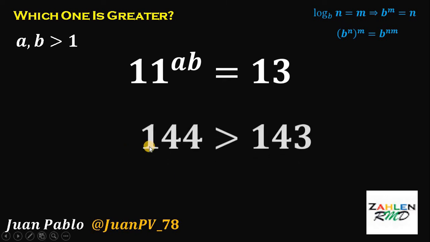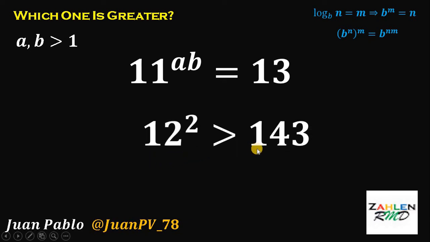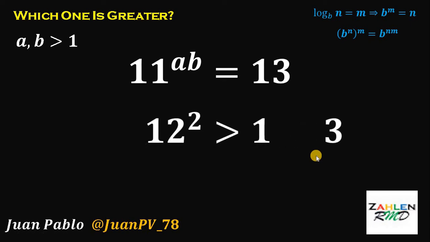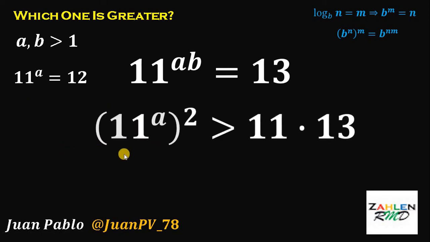Now, take note that 144 is strictly greater than 143, of course. Now, 144 is just 12 squared, and 143 is just 11 times 13. Now we have 11, 12, and 13, and those numbers are what we want. Because earlier we said that 11 raised to a must be equal to 12. Therefore, this 12 can be replaced by 11 raised to a. If we do that, we get 11 raised to a raised to 2 is greater than 11 times 13.